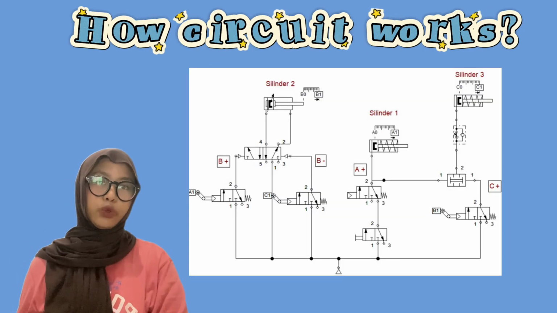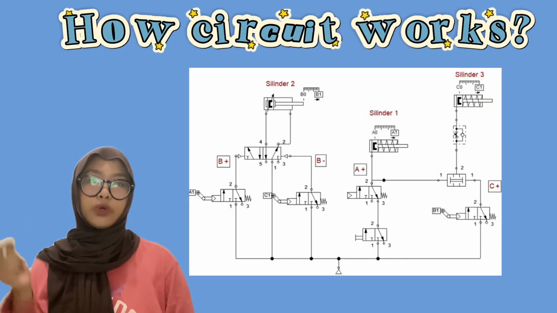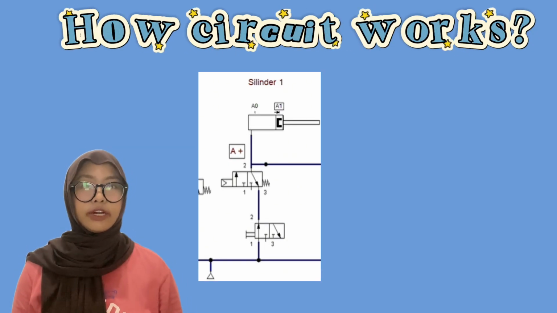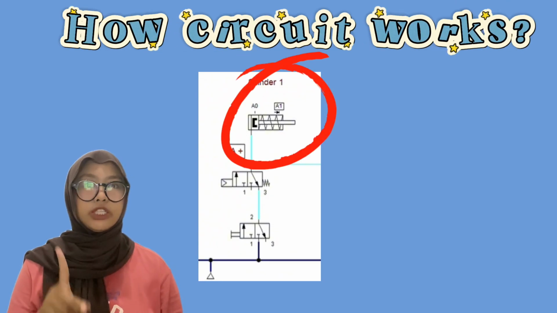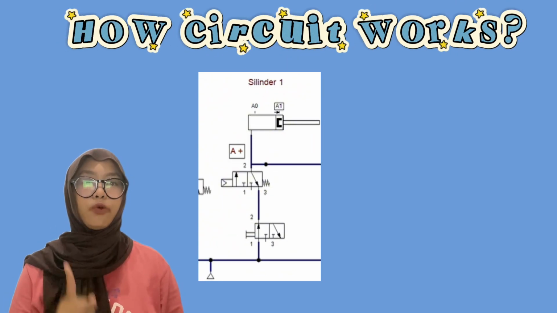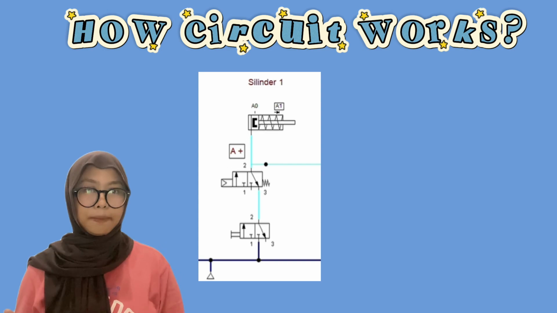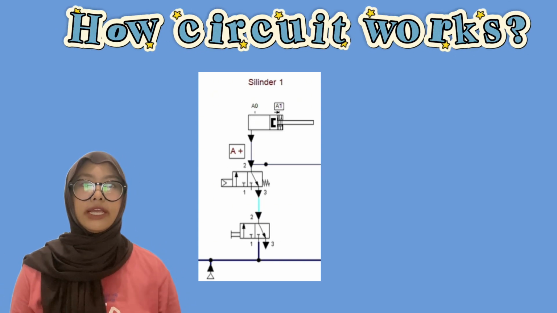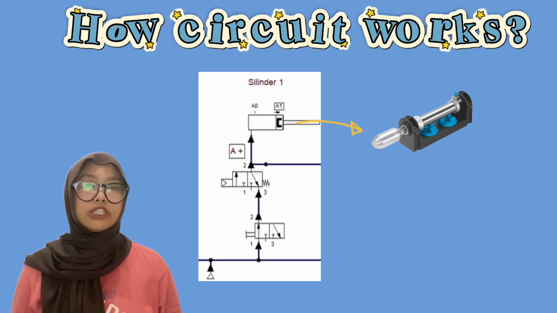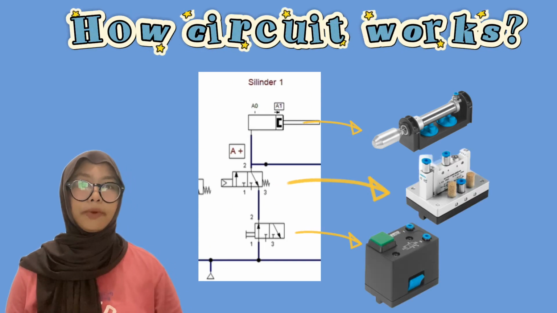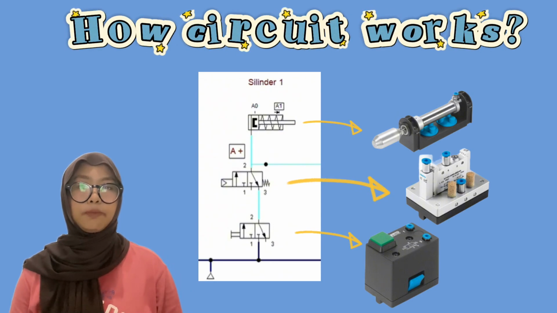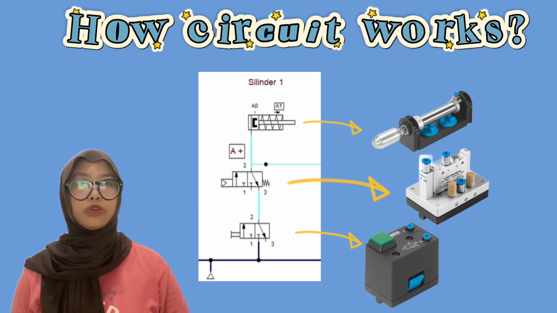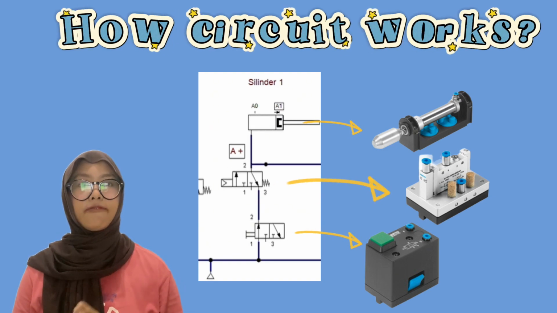Let's move on to how the circuit works. First step, when you press the push button, air flows to cylinder 1, so cylinder 1 moves forward. This is the A plus condition. Cylinder 1 is a single acting cylinder, so the valve that we use is a 3/2 valve, because a single acting cylinder has only 1 input, so we use a 3/2 valve that has an output 1.